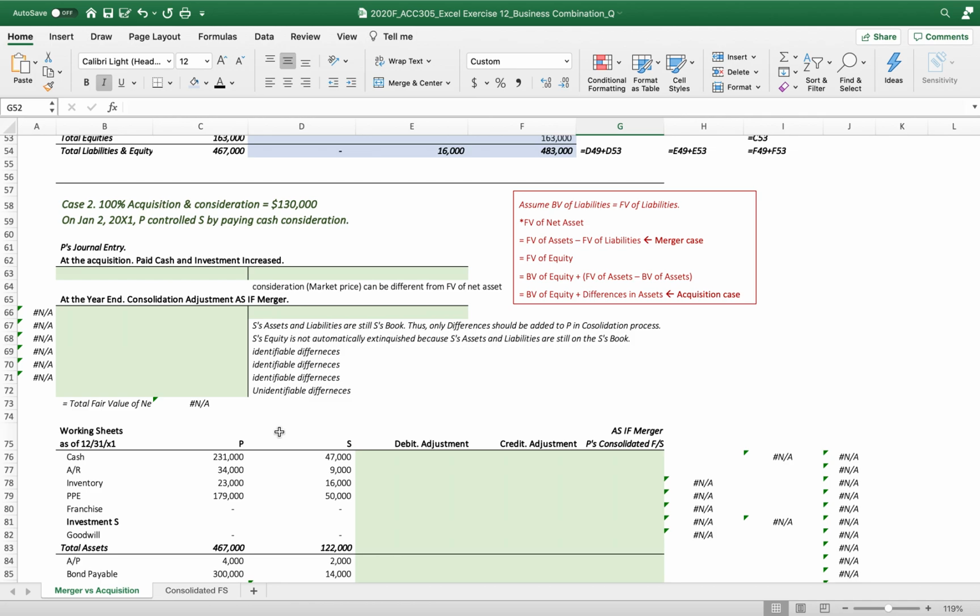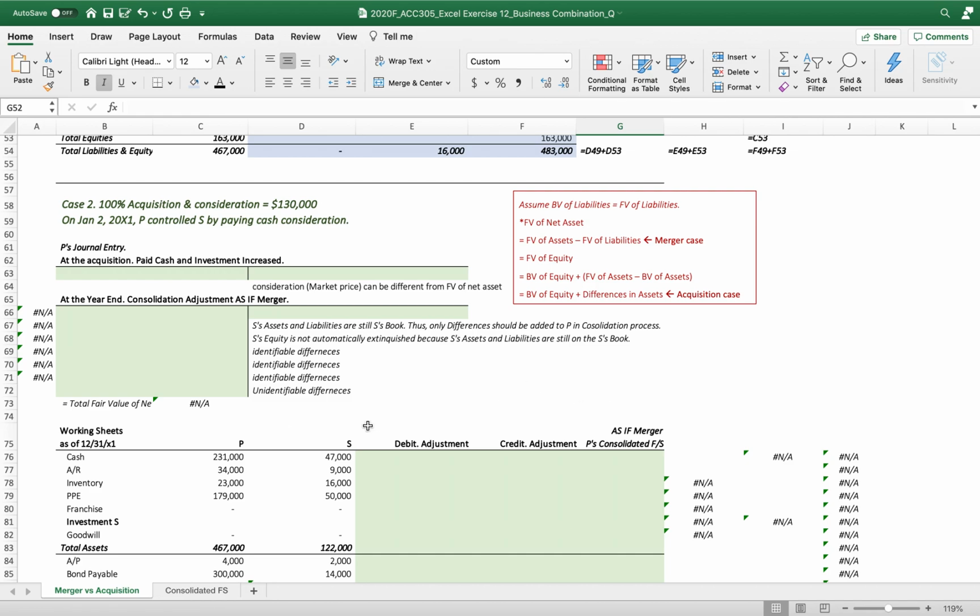So in the 100% acquisition case, the P company is now controlling S company by paying the cash consideration, and the P company has a responsibility to present consolidated financial statements, including this S company every end of the year. But you have to remember that S company is still existing. S company is still presenting their own financial statement separately. But the P company should make consolidated financial statement.